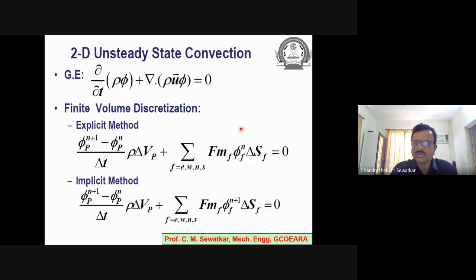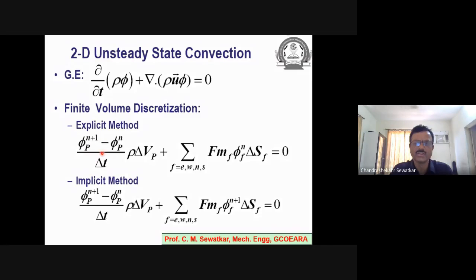So all the current values are known to me from either initial guess or initial condition, especially in a steady state problem, where it is initial condition. So I can calculate phi f values from initial conditions. FMF is known to me, delta SF is known to me from grid generation. So the only unknown left is phi p at the next level, which I'll find out. I can scroll through all the cell centers and find it for all the cell centers. That will represent the value of phi p at the new time instant.